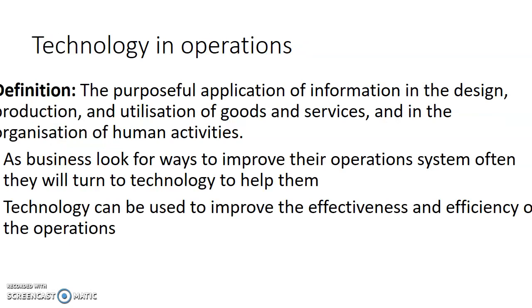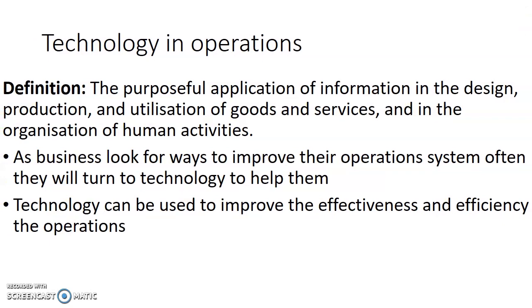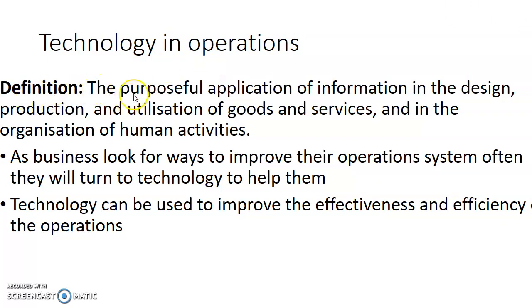Now, technology in operations. This is how technology is going to help in our business operations every day. If I look at the definition, I'm just going to adjust this a little bit so we can see the full screen. The definition of technology in operations is the purposeful application of information in the design, production, and utilization of goods and services, and in the organization of human activities. So that does mean you need to design the technology in a way that it is increasing your business profit.